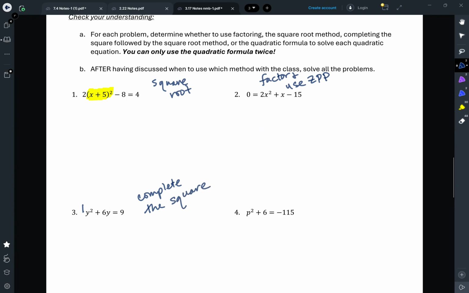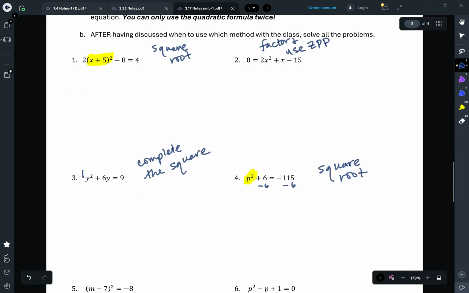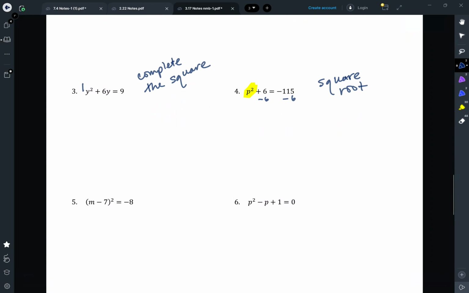All right, on the next one, I can see it'd be easy to isolate p squared. 6 is just a constant, so we could subtract 6 on both sides and then just solve right away. So I'm going to write down square root method on this one as well. The directions say we're only supposed to do the quadratic formula twice. Okay, next two. On 5, again, there's something already being squared, so that means square root method. That one's easy.